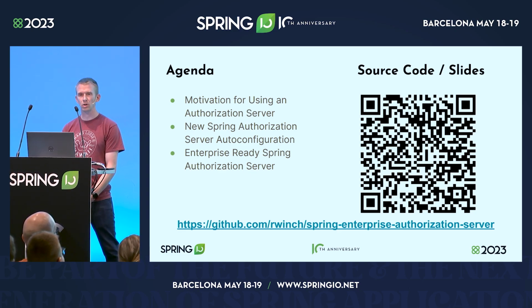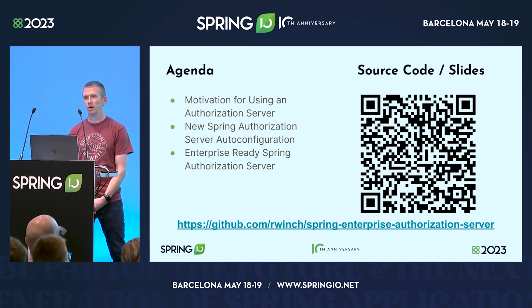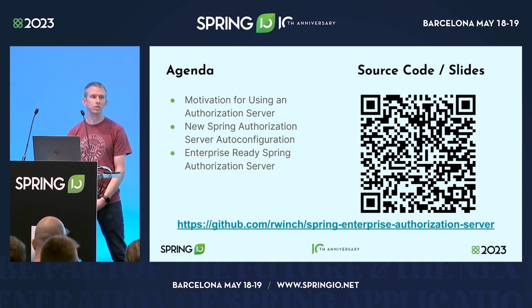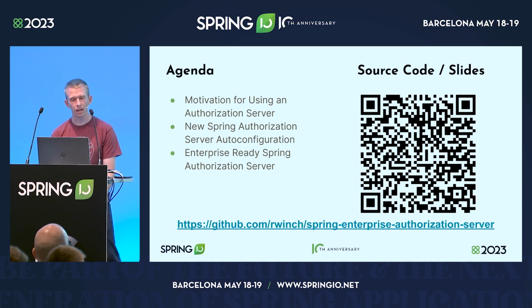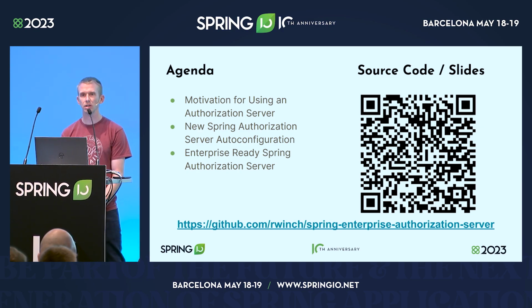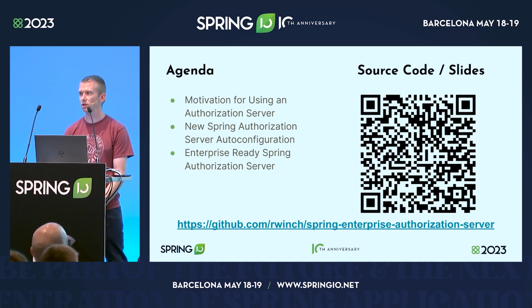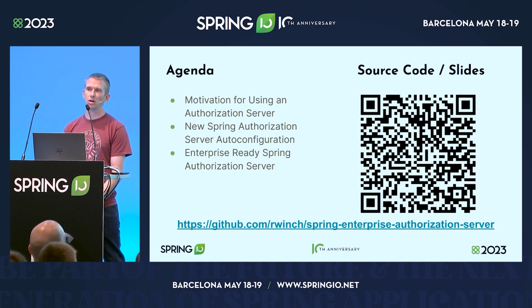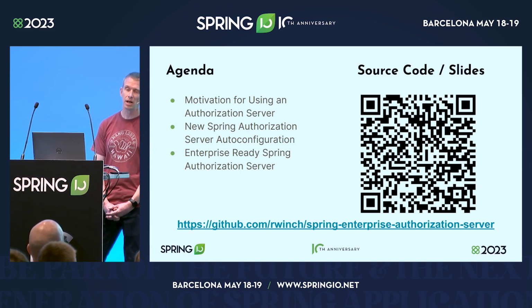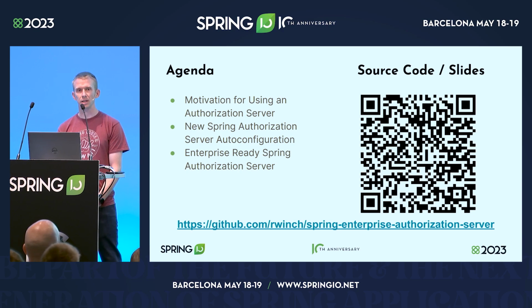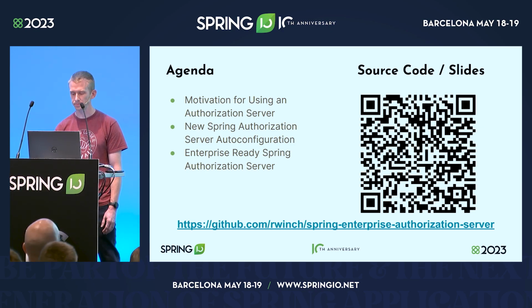But I'm also going to give you a quick agenda. We'll talk about our motivation for using an authorization server, and in particular for using the Spring Authorization Server. Then we're going to highlight the auto configuration that Josh Long talked about in the keynote that comes with Spring Boot and the new Spring Authorization Server 1.0. And then we're going to talk a majority of the time about how to make your Spring Authorization Server enterprise ready. And if you didn't get that link, don't worry, it'll be available at the end, and you can get it through the typical channels on the website.